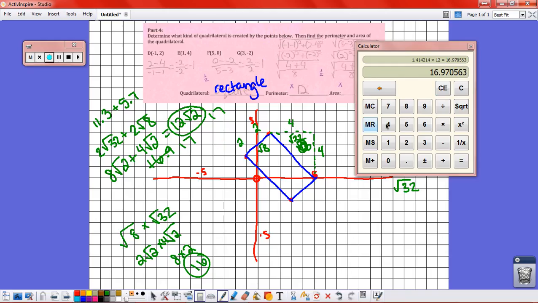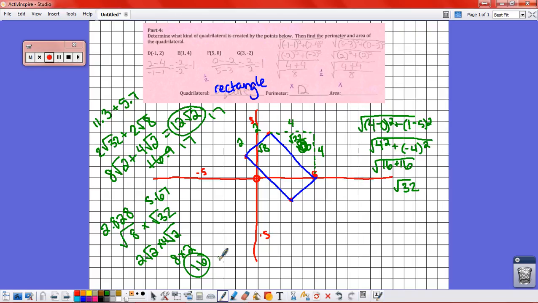Now this is the square root of 8 times the square root of 32. So the square root of 8 is 2.828. And the square root of 32 is 5.657, I guess. And then let's do that times 2.828, and I should get somewhere around 16. Yeah, it's really close to 16. So again, my math checks out. Okay?